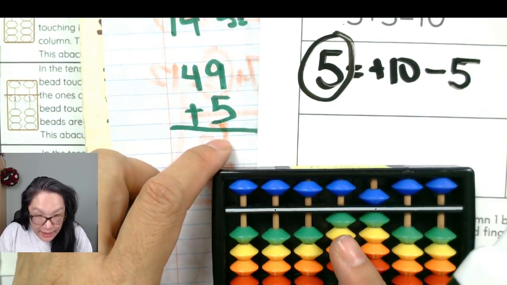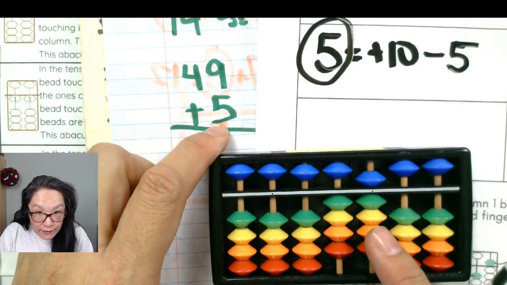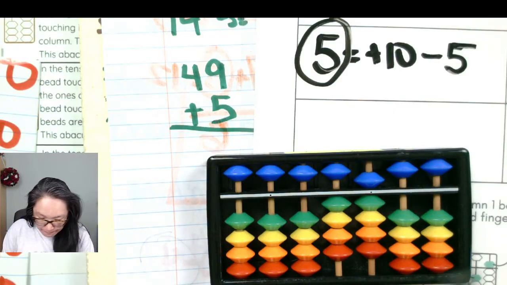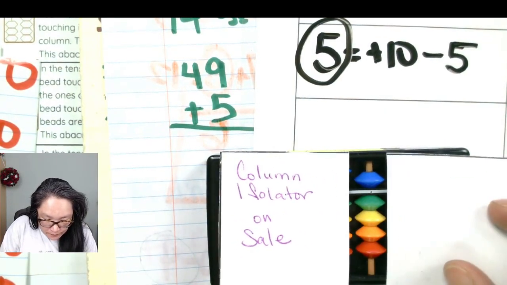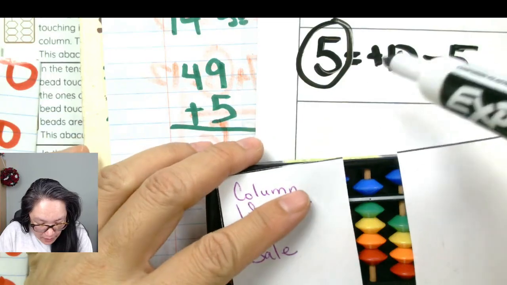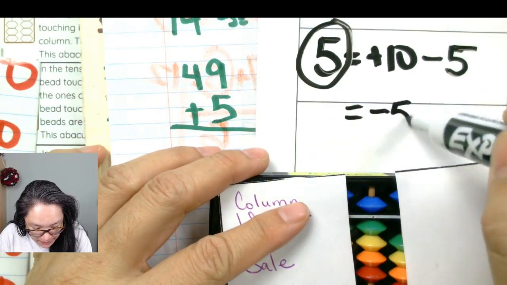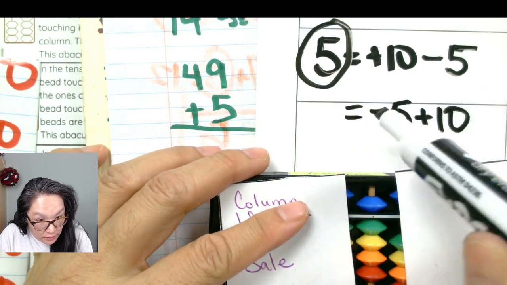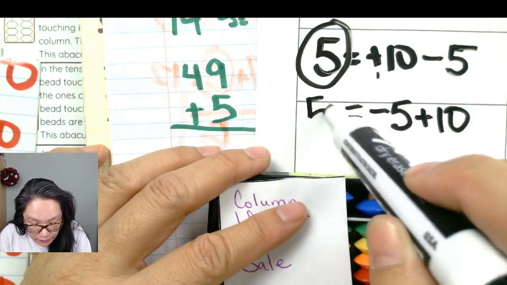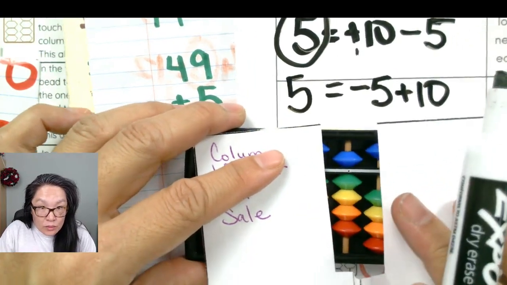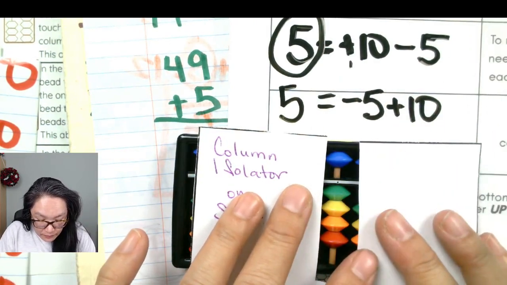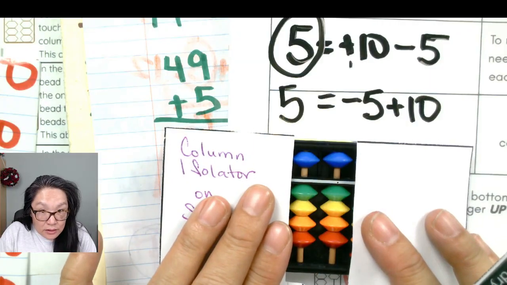So I'm going to add a 5. I'm going to plus the 10 minus the 5. Remember, when I plus the 10, I'm going to take away the 5, plus the 10. So let me rewrite it. Minus the 5 plus the 10. These two are the same. It's just a different order. Does that make sense? So what I'm going to do is take away the 5 first, and then I'm going to plus the 10.